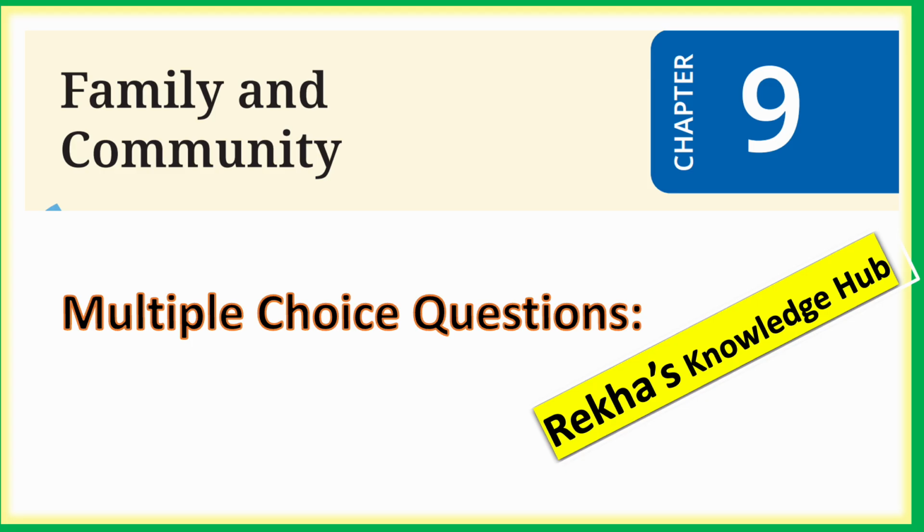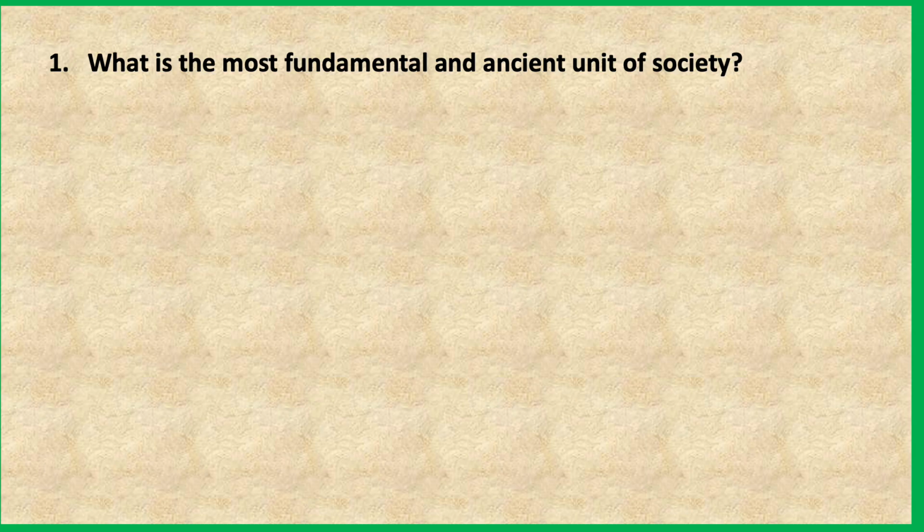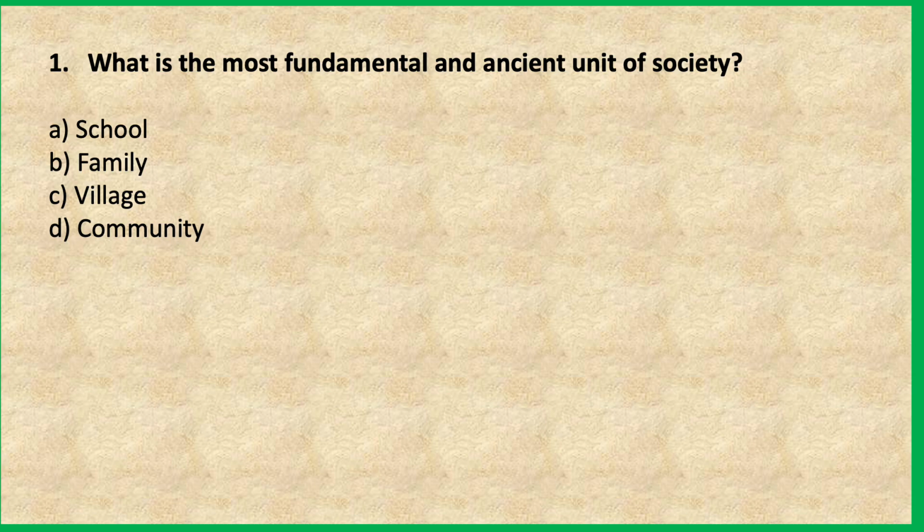Today we will see NCERT Class 6 Social Science Chapter 9 Family and Community Multiple Choice Questions. What is the most fundamental and ancient unit of society? Options are school, family, village, community. Which is the correct answer? The most fundamental and ancient unit of society is family.